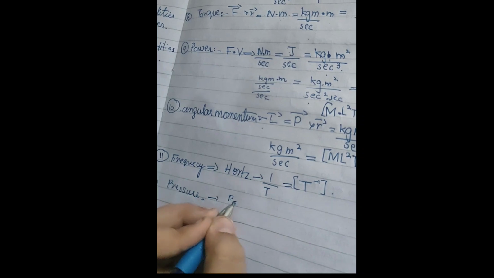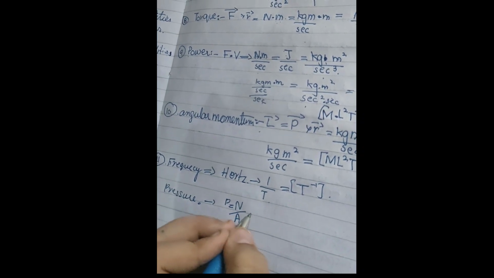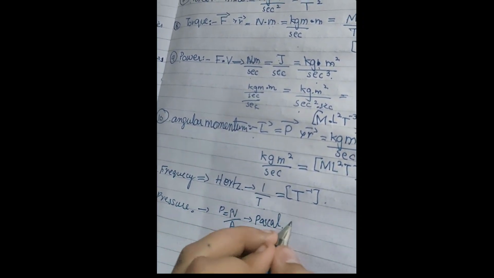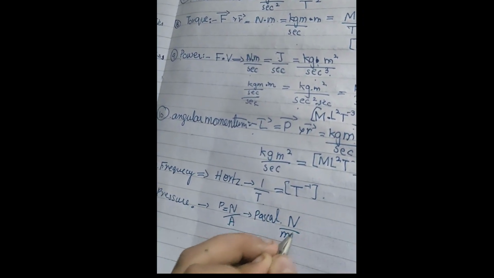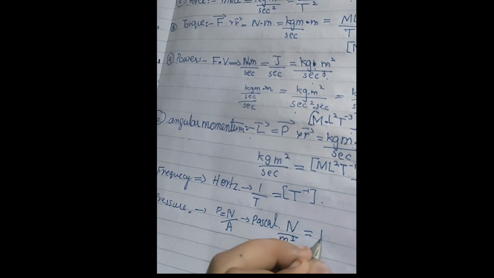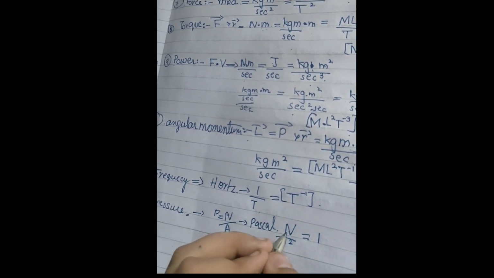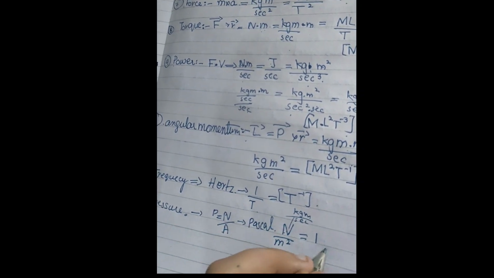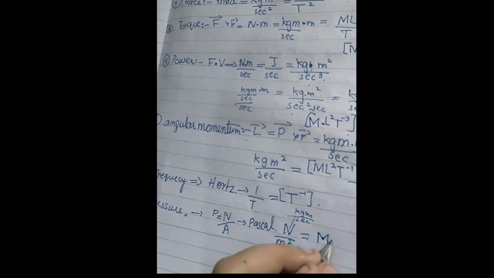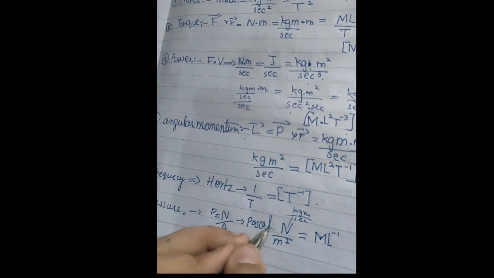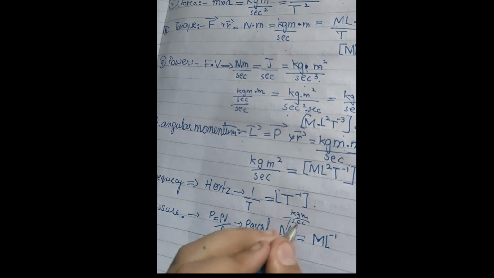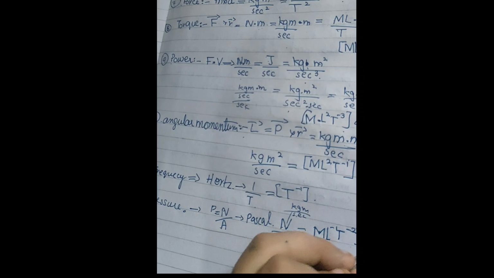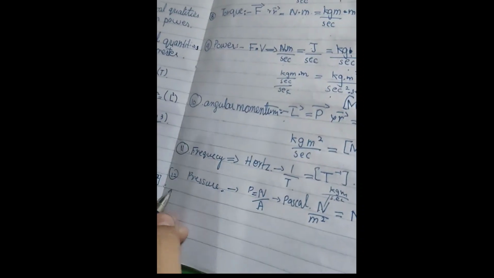For pressure we have P is equal to Newton upon A, and this is Pascal. Area we have meter square, and Newton we will write in kilogram meter per second square. So here kilogram M, then L^-1, then we have the second, then T, and that is minus 2. So ML^-1T^-2. Okay, hopefully it is clear to you.